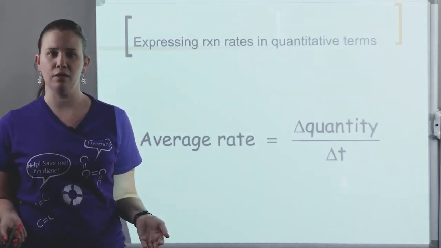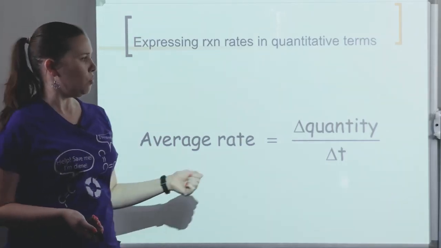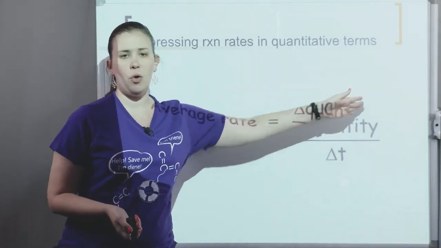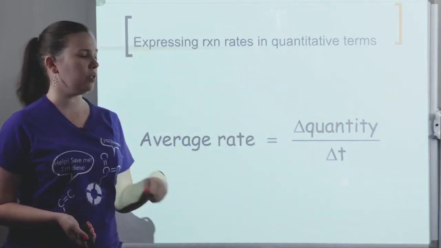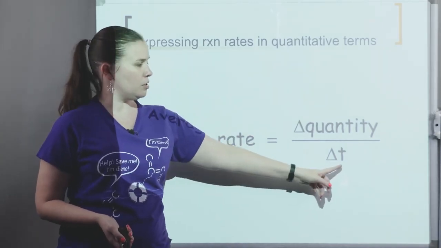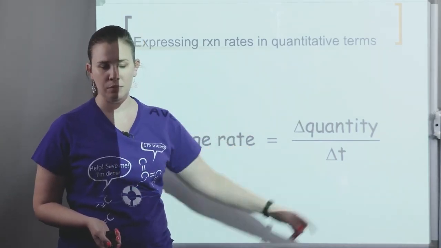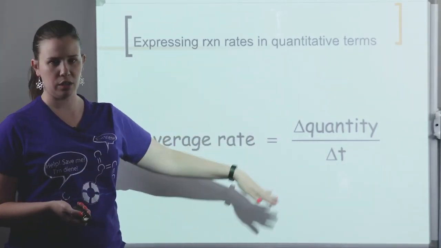So how do we calculate reaction rate? Well, in order to find the average rate of a chemical reaction, we're going to look at the overall change in quantity, some type of amount, maybe a molarity, and we're going to look at how much time that takes. So we're looking at the change in time. Notice the lowercase t for time. Capital T would be our temperature, so we're looking at change in quantity over time.